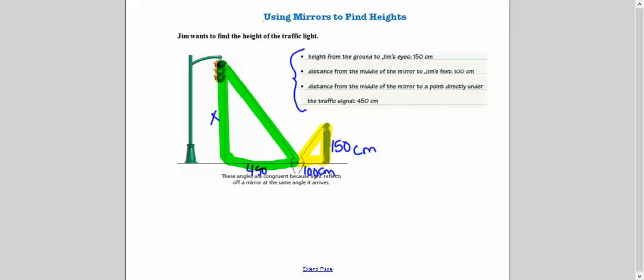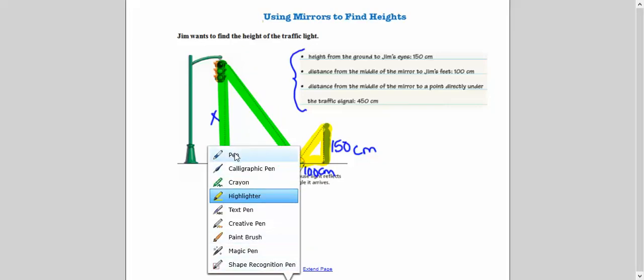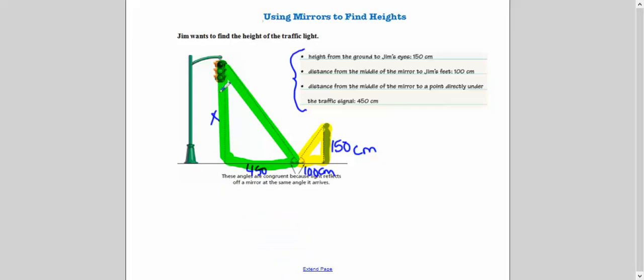So if we want to set this up, let's do the height of the green, the height of the street light, we'll call it the street light, over the height of the man, Jim's height, is going to equal the distance from the mirror for the green. So the distance over the distance to Jim, okay?